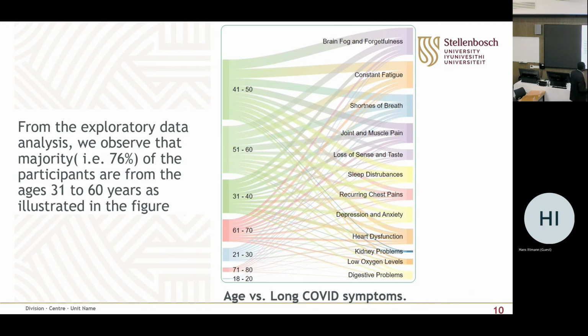All right, and then we have the age versus the long COVID symptoms. In this case, we found that 76% of the participants were between the ages of 31 and 60, and not, like, if you fall between the ages of 18 to 20. It's not that you are not susceptible to long COVID, but because of ethical reasons, I won't talk about the correlation and causation aspect of this.